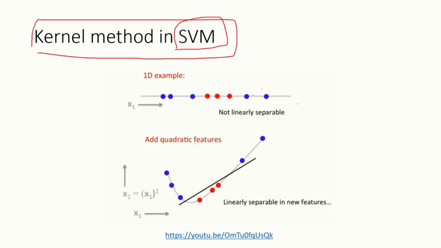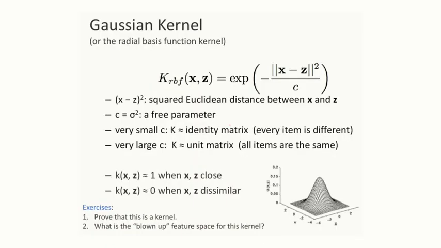in this other example, it becomes separable. All right? The Gaussian kernel we use quite a lot.